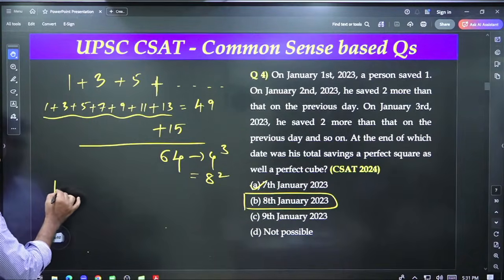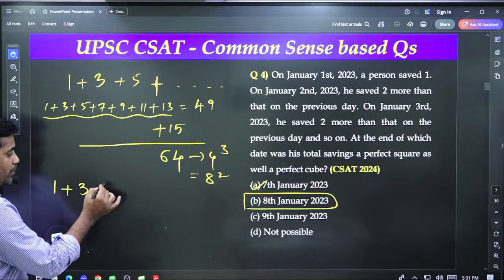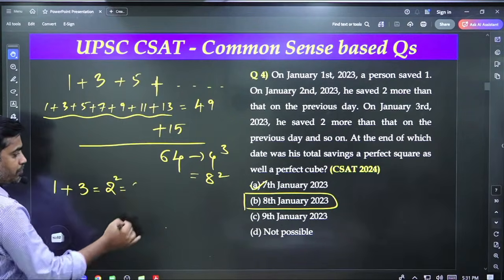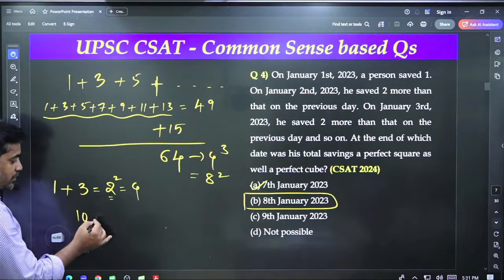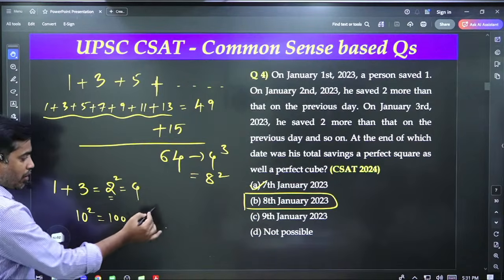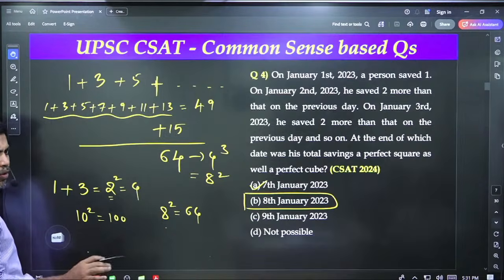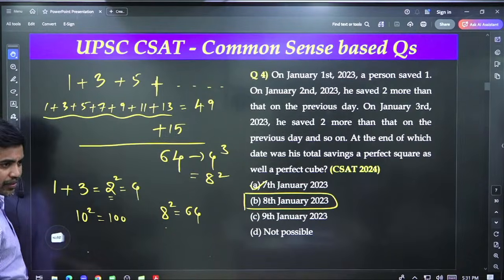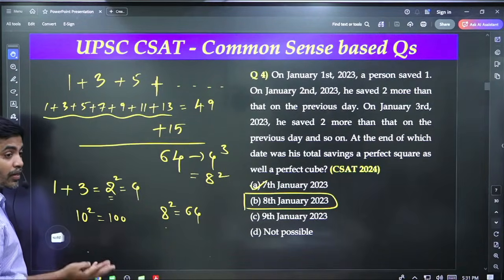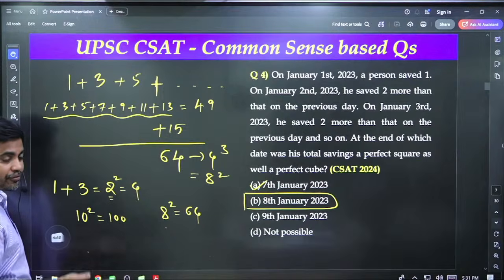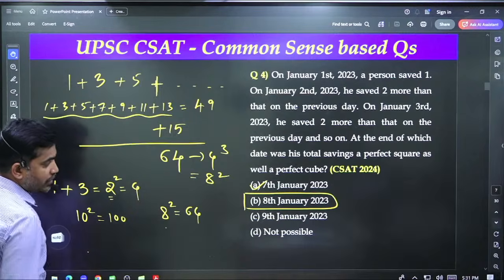Sum of odd numbers. For example, if you take two odd numbers 1 and 3, the sum is 2 square, which is 4. 2 odd numbers means 2 square. 10 odd numbers means 10 square sum. 8 odd numbers means 8 square sum, that is 64. We know 64 is a cube as well as a square. 64 required means 8 square required means 8 days required. It means 8 odd numbers required. If you know this point, all this is also not required. Just by looking at the options, you can answer option B.